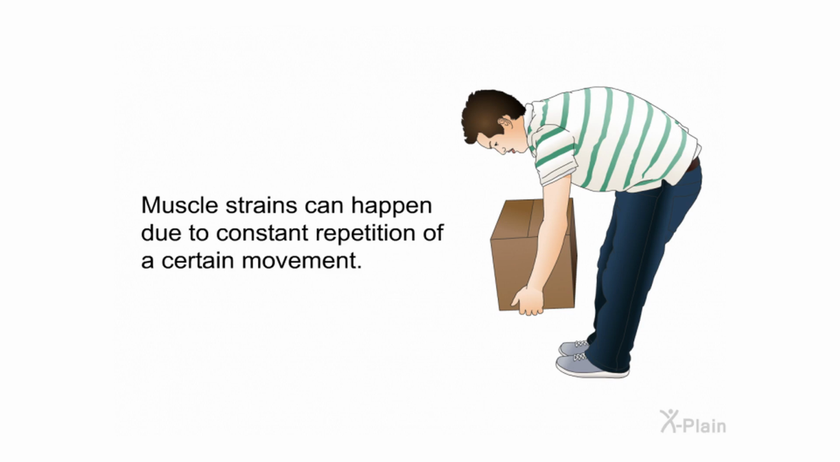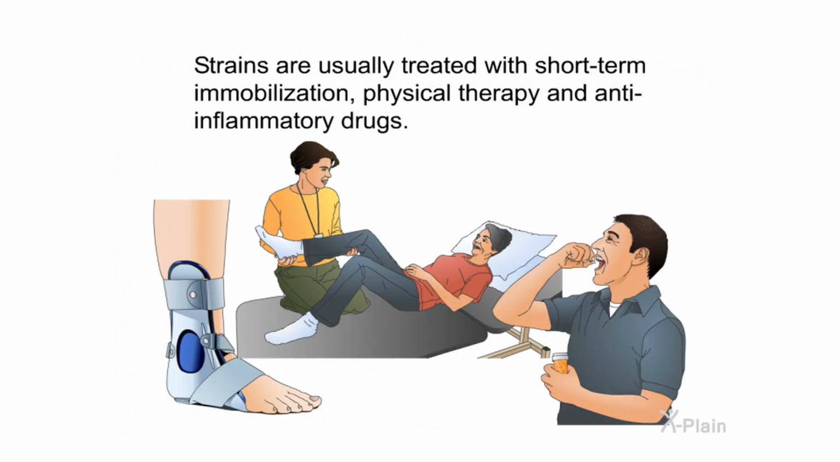Muscle strains can happen due to constant repetition of a certain movement. Strains are usually treated with short-term immobilization, physical therapy, and anti-inflammatory drugs.